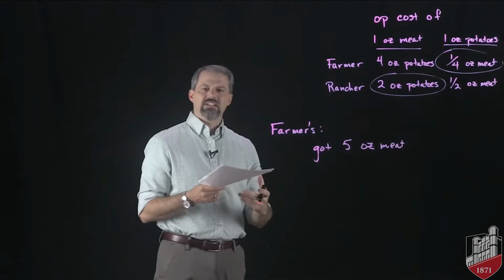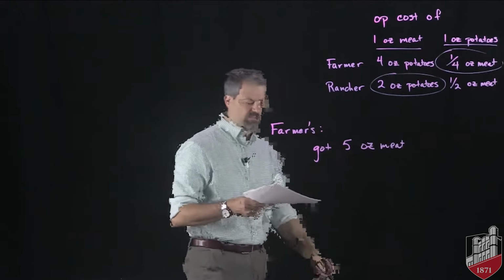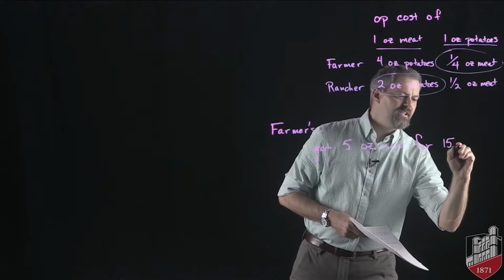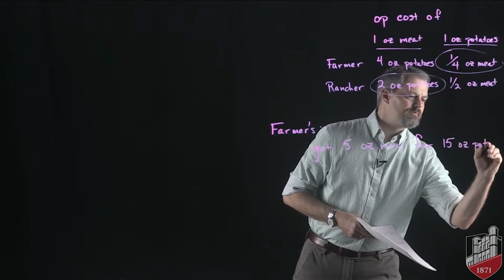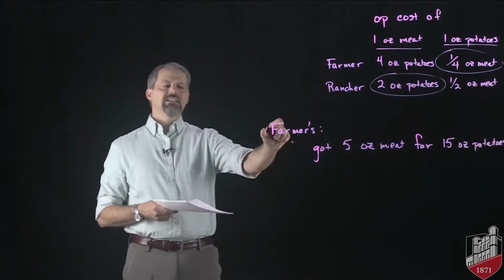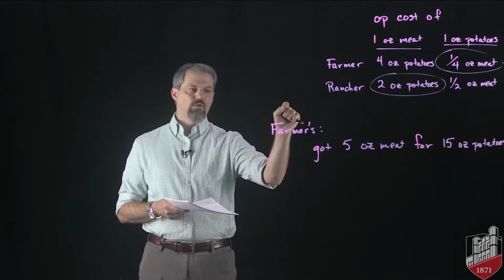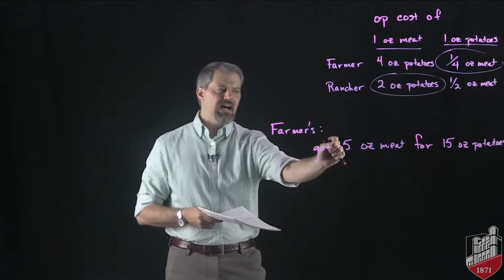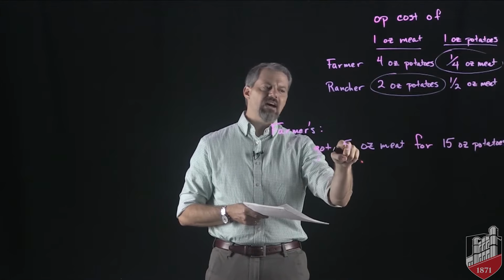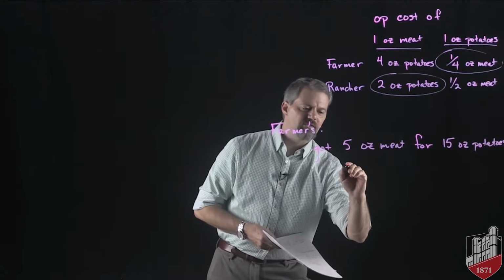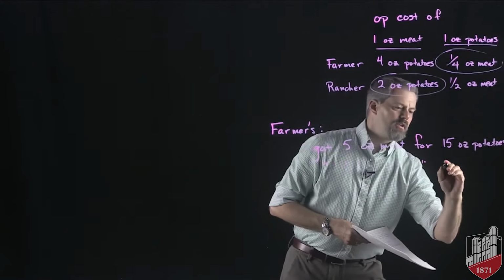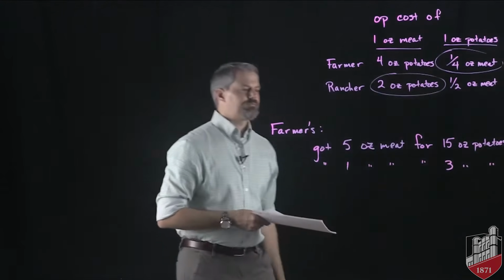That was what they received, and they paid 15 ounces of potatoes. So they got 5 ounces of meat for 15 ounces of potatoes. Now let's think about the price that they would have paid for 1 ounce of meat. That means they got each ounce of meat for 3 ounces of potatoes.